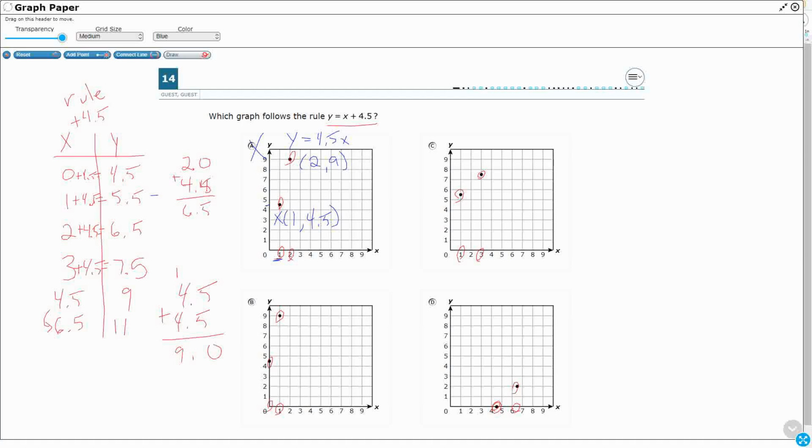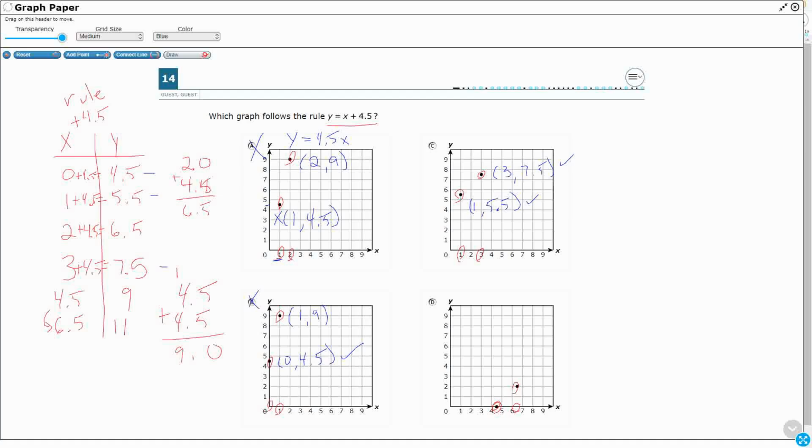So let's check this one. I've got an x value of 0 and a y value of 4.5. All right, so that works. Let's check B. I've got an x value of 1 and a y value of 9. Now, 1 should be 5.5. So I got one of them right, but I need both. So let's see, I've got an x value of 1 and a y value of 5.5. Okay, that works. And then I've got an x value of 3, and that's going to be 7.5. Aha, look at that. C looks good.